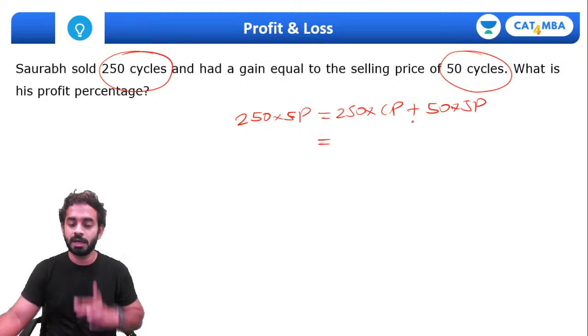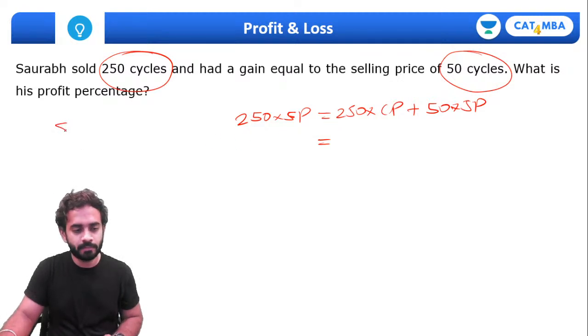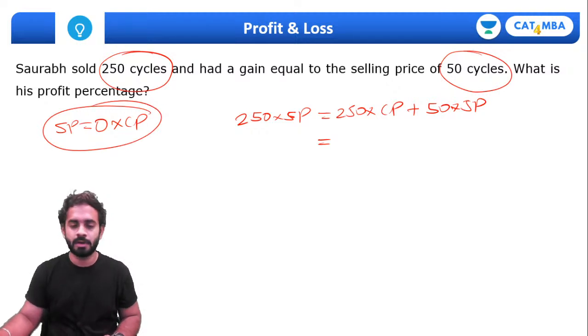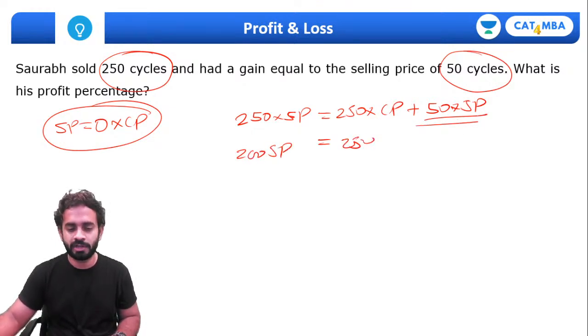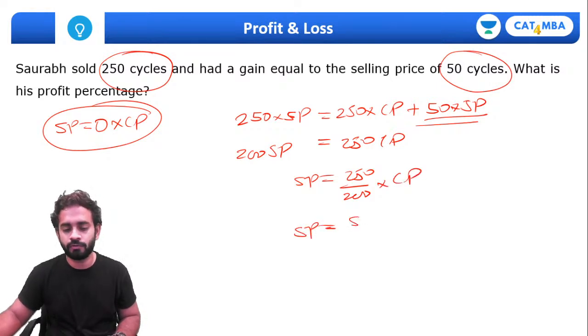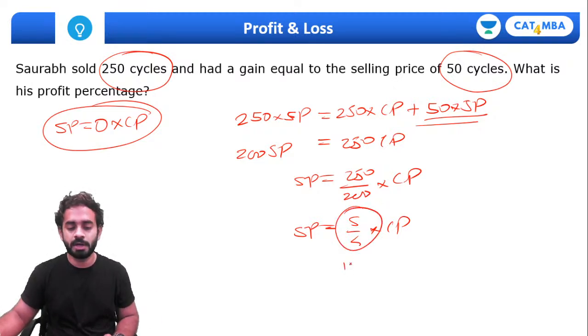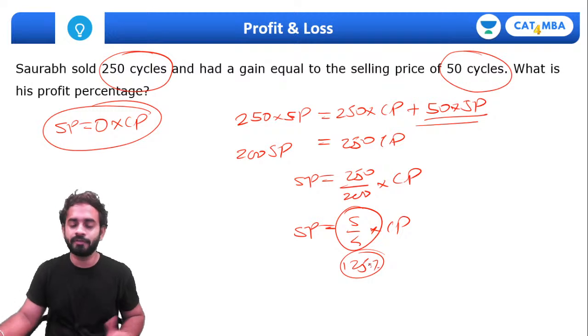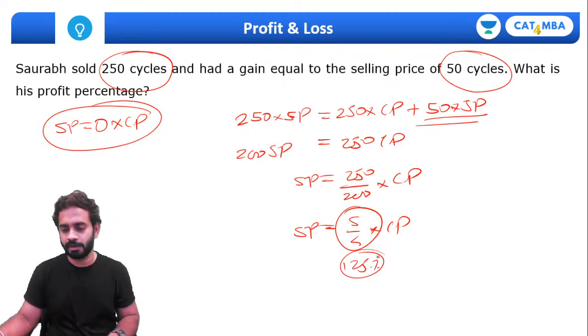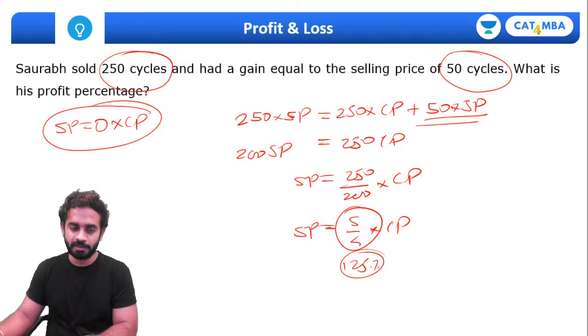Now what we can do is हमें इसको स्टैंडर्ड फॉर्मेट में लाना है. हमारा स्टैंडर्ड फॉर्मेट कौन सा है? SP is equal to factor into CP, right? So this is the standard format. Now just take this SP part to the left hand side, so you'll get 200 SP is equal to 250 CP. Now SP is equal to 250 upon 200 CP. So SP is equal to 5 by 4 CP, and as we have discussed in the percentage, 5 by 4 comes out to be 125%, right? And 125% means there is 25% profit. Okay, so there is 25% profit in this case.